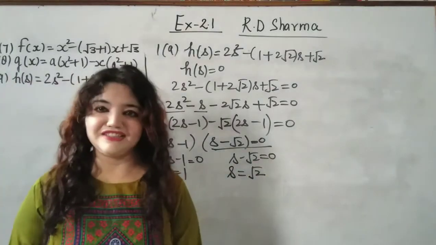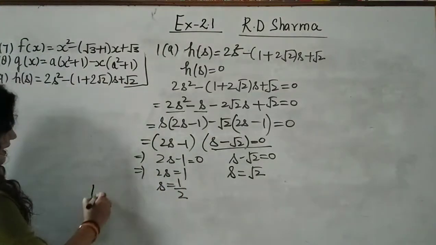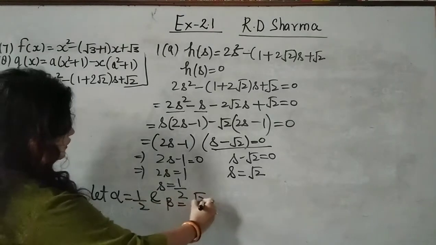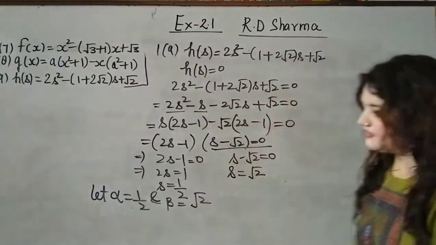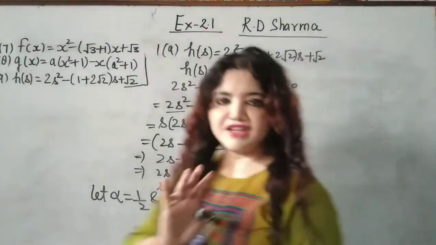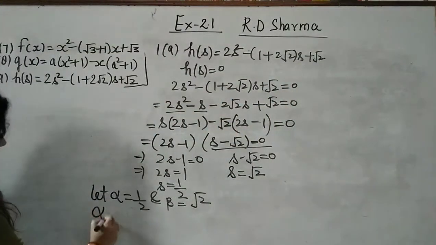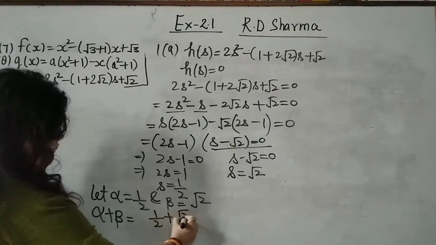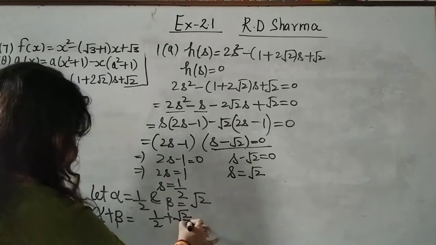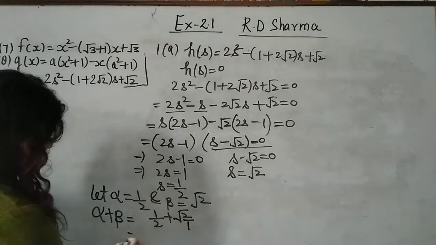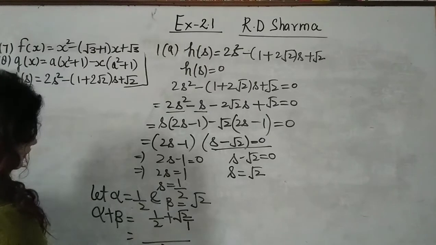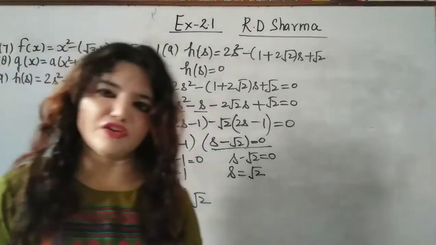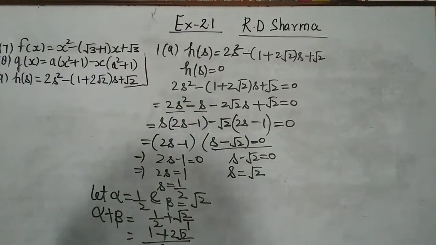So, we calculated the zeros. Assume करते हैं, now let alpha is equal to 1 by 2 and beta is equal to root 2. We have assumed alpha is 1 by 2 and beta is root 2. What is the next step? Alpha plus beta. Alpha plus beta will be 1 by 2 plus root 2. Here just take 1 here and now take LCM 2. So here it will be 1 plus 2 root 2. Normal LCM लेके हम इसे solve करते हैं. We have just calculated alpha plus beta.